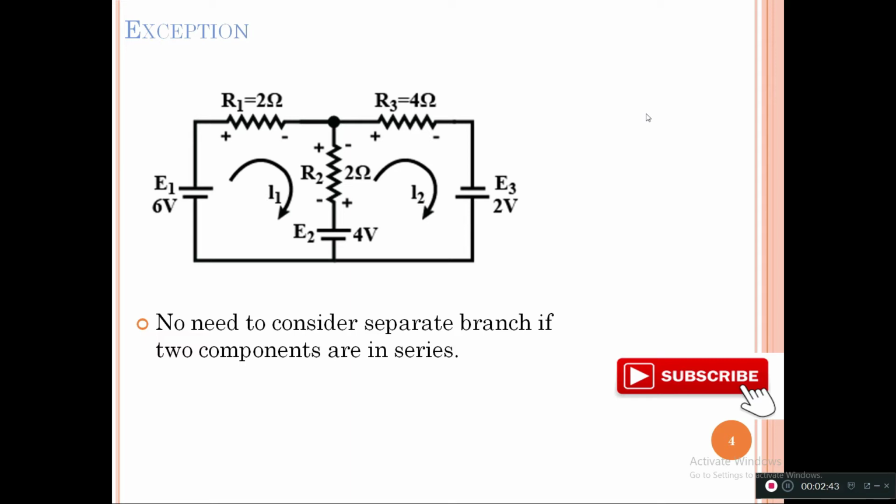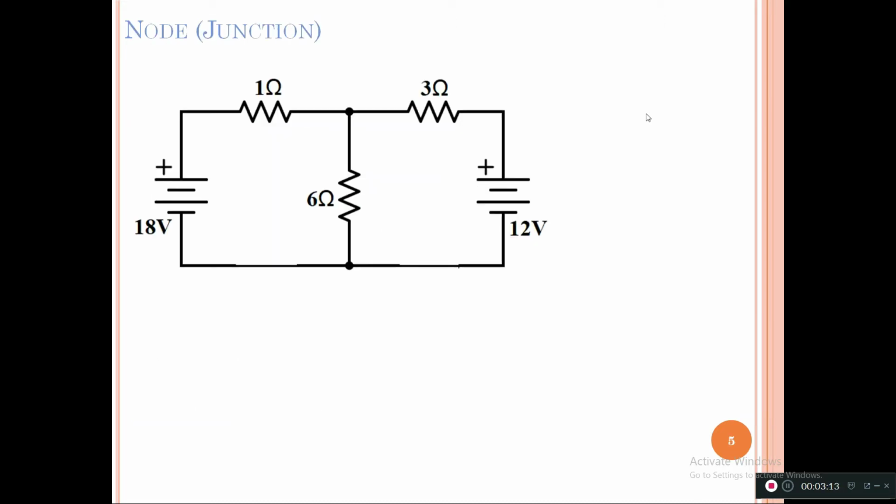So whenever you find any 2 components in series, whether present anywhere in the network, in any leg of the network, it could also have been that a component was in series with the R1 resistance, or with the 6 volt battery E1. Whenever you find a component in series, do not consider a separate branch. So here also the branch is equal to 5, but the number of components is 6. Now let us discuss node or junction.